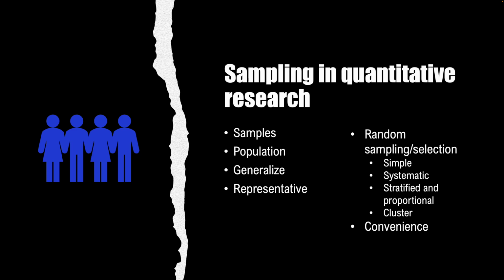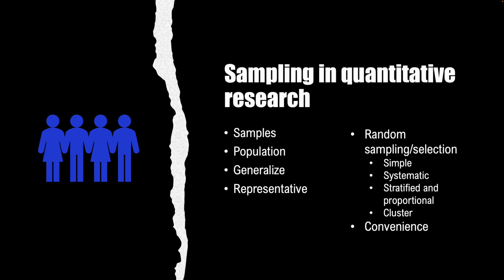In quantitative research, in order to generalize results from the analysis that we do, from the samples of participants that are involved in a study to the target population, the population that the study is designed to generalize to, the researcher must take steps to ensure the samples are representative. In order to do this, random sampling must be employed.